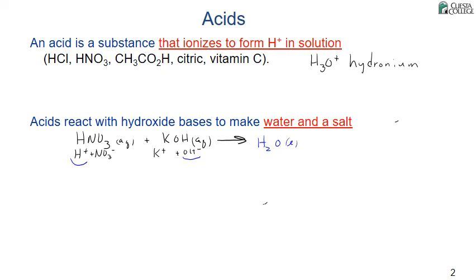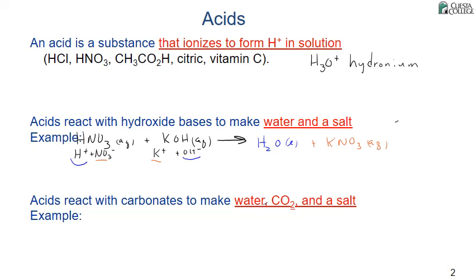And the nitrate and the potassium ions would combine, and there would just simply be some potassium nitrate as the salt in the reaction. A salt is just any ionic compound formed from an acid-base reaction. Acids react with carbonates to make water, CO2, and a salt. And here's how that reaction would work.